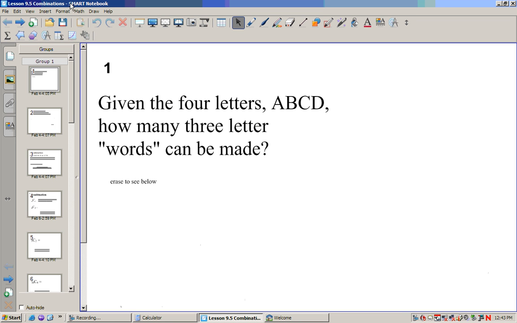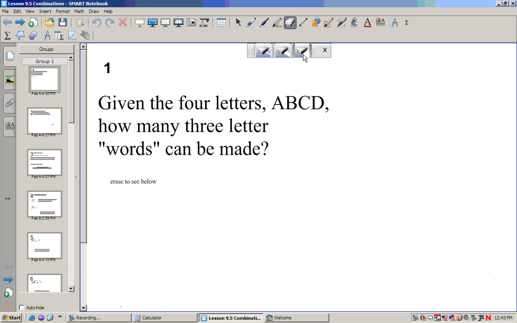Hello, today we're going to learn about combinations. Before we do that, let's review a little bit from yesterday. Given the letters A, B, C, D, how many three-letter words can be made out of it? And by words, we're just saying three-letter permutations out of this. So A, B, C, C, B, A, all of that. Take a second, pause the video, and see how many you can get.